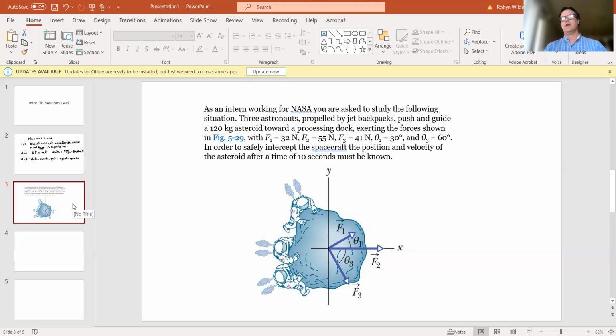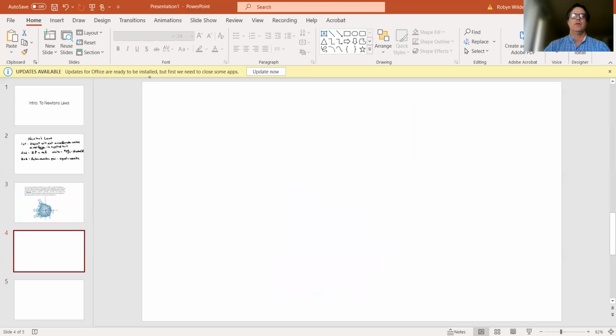I may not go through all the steps of the identify, set up, execute, evaluate method here, because we have just barely introduced this, but I can write up a plan. So let's go and write up a plan or a setup, the second step.